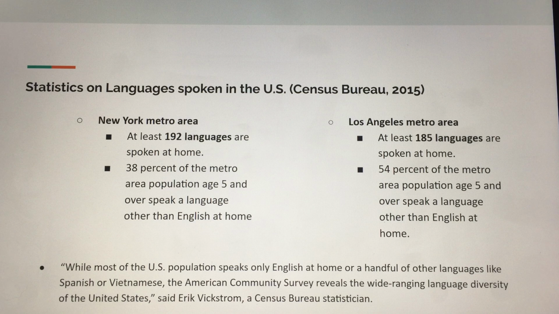And for us, Los Angeles, it's very similar as well, where 185 languages are spoken at home, and 54% of that population, again, ages 5 and up, speak a language other than English at home. And that just is amazing. How many different languages in one area can be so diverse?